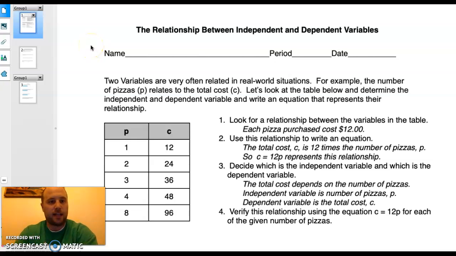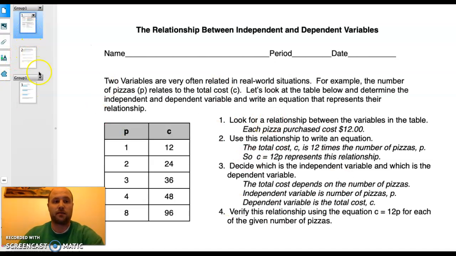Today we're going to extend on what we talked about yesterday about finding independent and dependent variables. We're going to add a little something to it. We tried working it yesterday, but we're going to try adding writing equations into it. So the first page here is going to be a review.